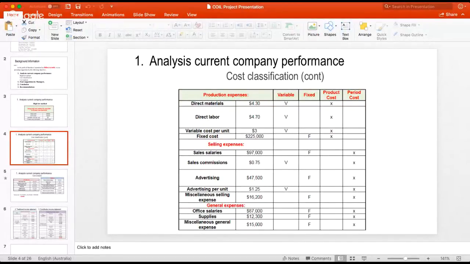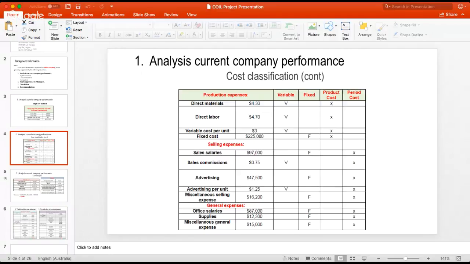As you can see on the slide, the direct material, direct labor, commission, advertising, and variable overhead costs are the variable costs. The other things are the fixed costs. These costs will be part of the contribution income statement. The period cost and the product cost we divide into two. The product cost is initially recorded within the inventory asset. Therefore, the product costs are direct material, direct labor, and allocated factory overhead. Others are the period costs, and these costs will be calculated in the traditional income statement.